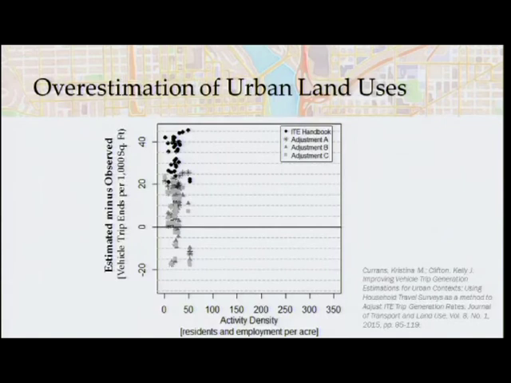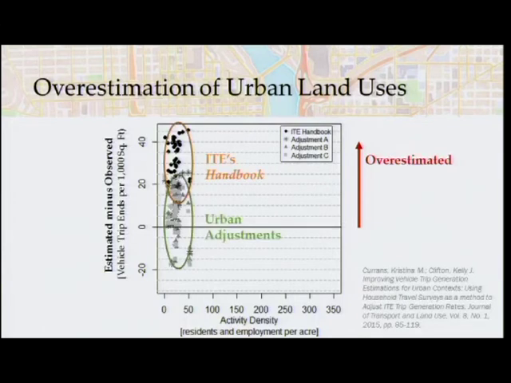The problem with these data is, in part, that they're suburban only. What we're seeing is that these data tend to overestimate the amount of vehicle traffic at urban locations. So in this example, I believe we're looking at convenience markets. ITE's handbook, which are the black estimates there, is over-predicting the traffic at these urban locations by about 100%. And a simple urban adjustment, which is what you see circled in green down below, can accommodate these differences.